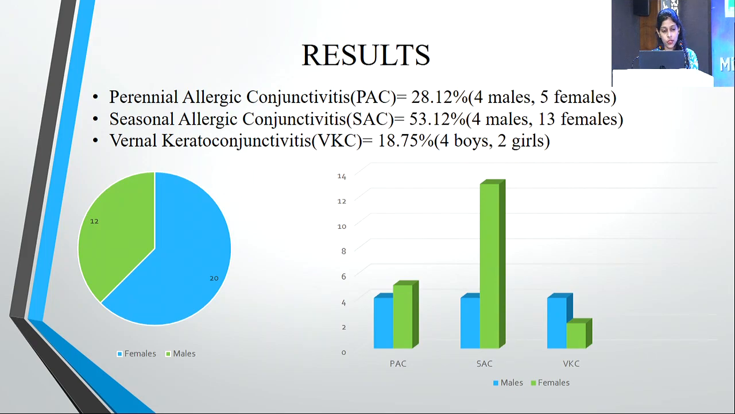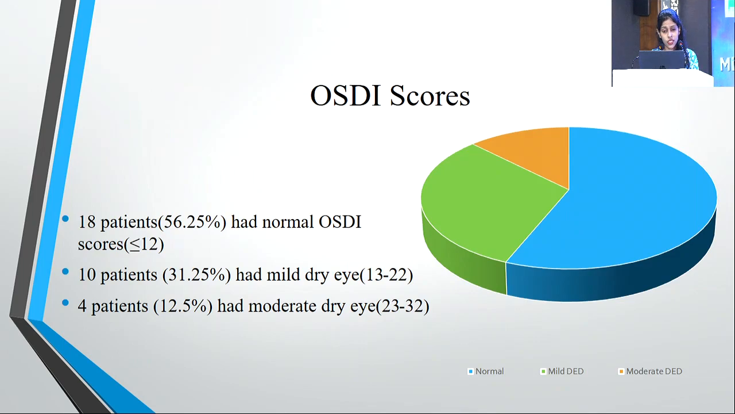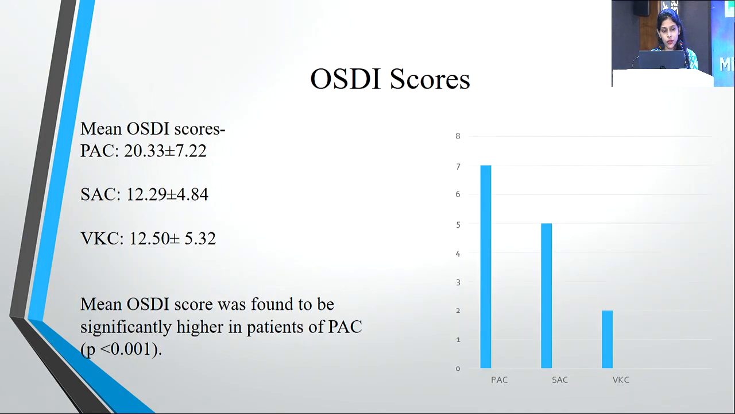The male to female ratio was 12 to 20, so females outnumbered males. Perennial allergic conjunctivitis contributed 28.12%. Seasonal allergic conjunctivitis patients were the maximum, contributing 53.12%, and VKC was 18.75%. Coming to OSDI scores, 18 patients had normal OSDI scores, 10 had mild dry eye according to OSDI scoring, and 4 had moderate dry eye. The mean OSDI score was significantly higher in patients of perennial allergic conjunctivitis, with a mean of 20.33 plus or minus 7.22 standard deviation, having a statistically significant p-value of less than 0.001.